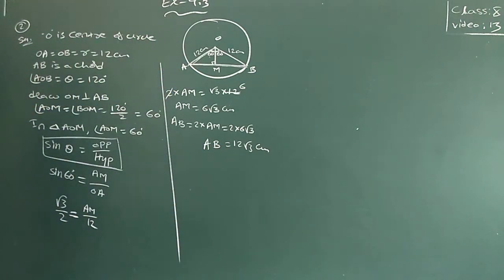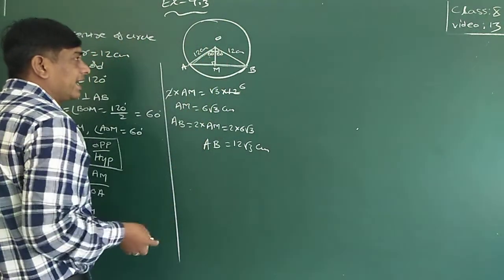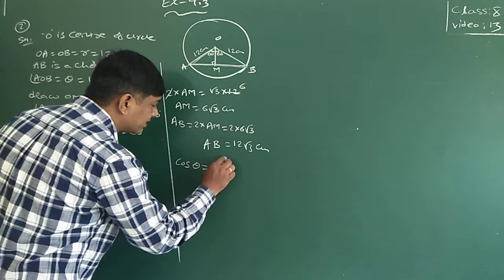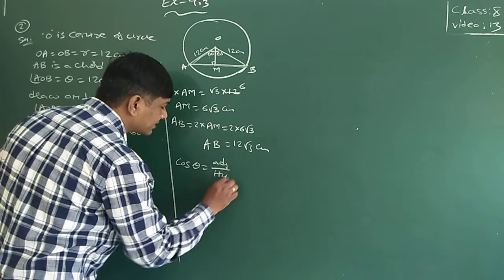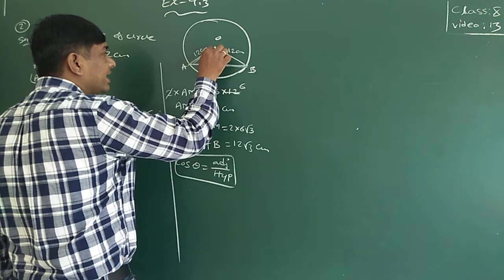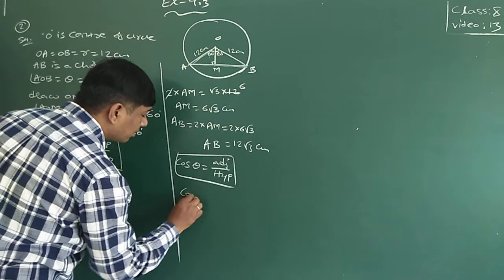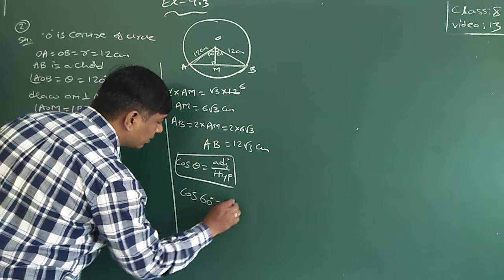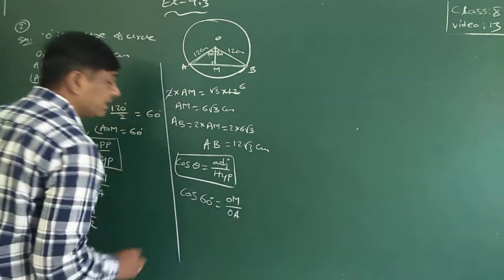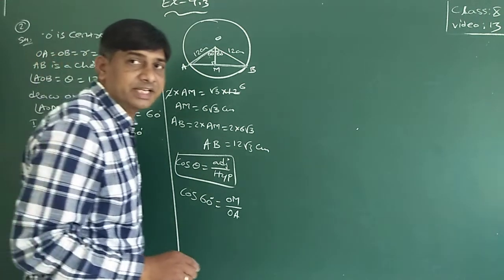Base I got. Now I need the altitude. To find the altitude, apply cos. Cos theta formula is adjacent side by hypotenuse. Adjacent is the connecting side to theta, which means OM. Cos 60 degrees is equal to OM by hypotenuse OA. Cos 60 degrees value is 1 by 2. Okay, cos 60 is equal to sin 30.